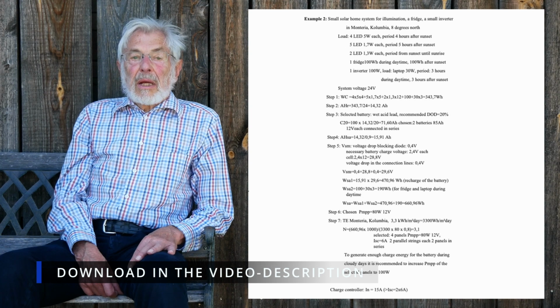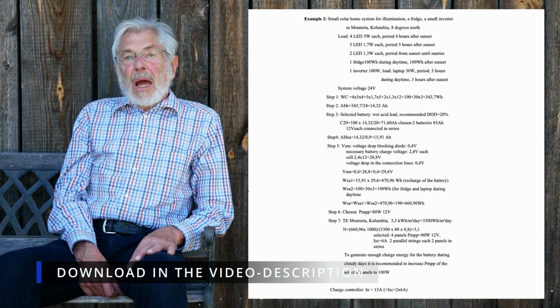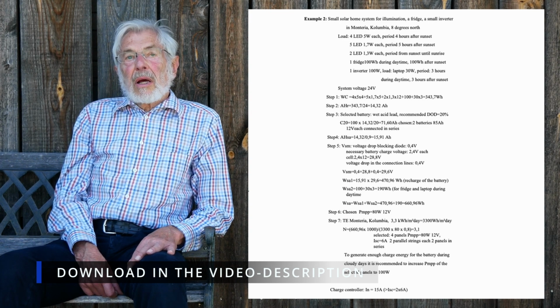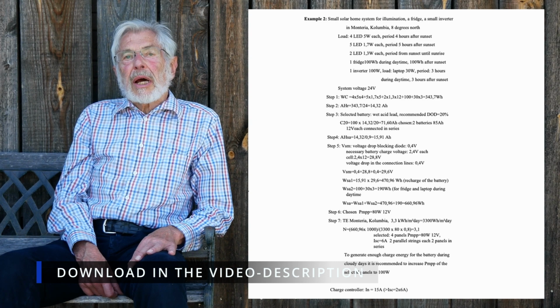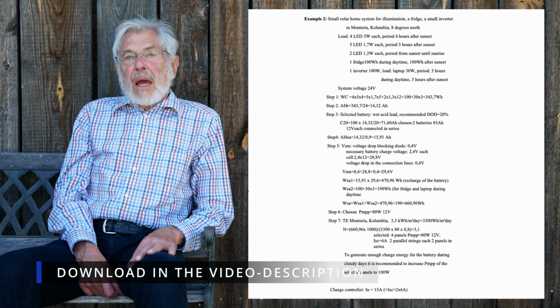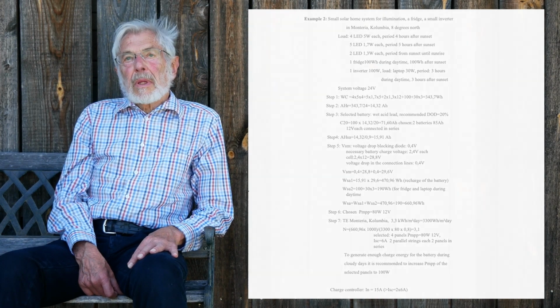The second is a solar system in the north of Colombia, and there we have electrical consumption during daytime and during nighttime. If you follow all the steps, you will get the result.